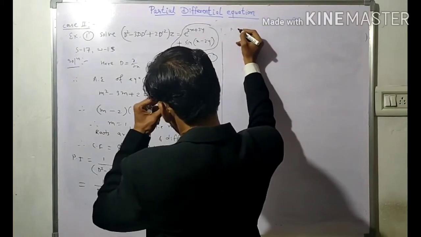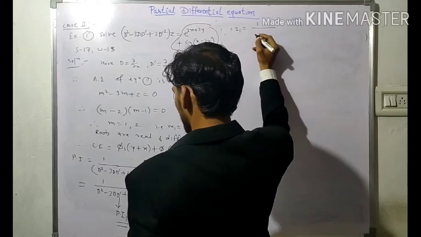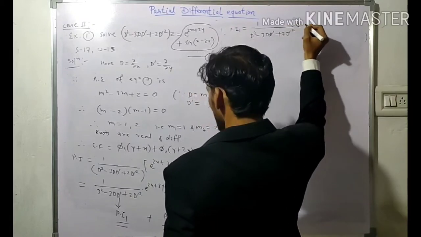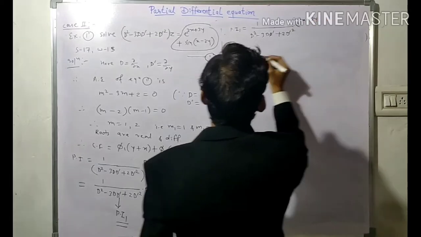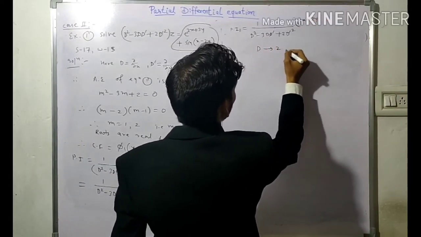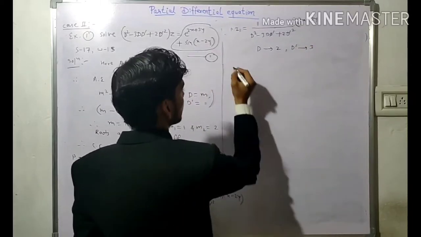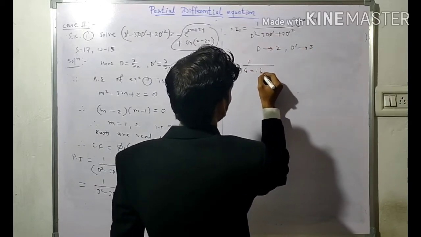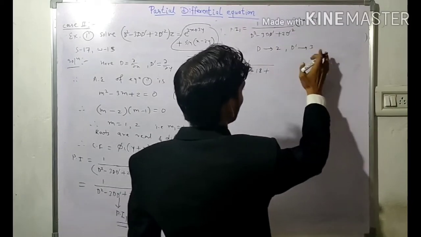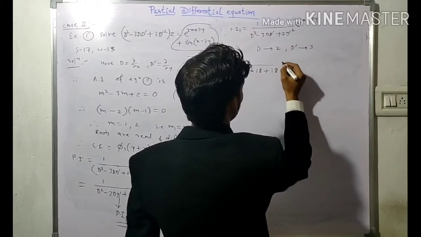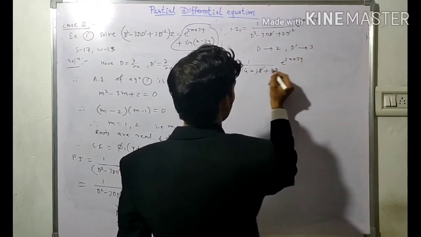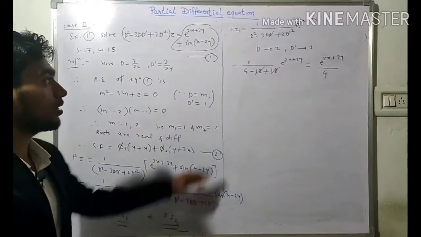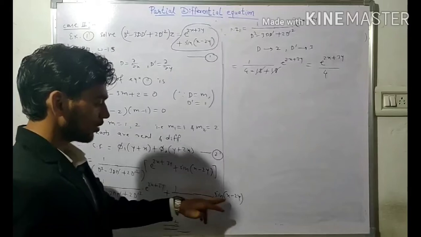Now PI1 is equal to 1 upon D square minus 3D D dash plus 2D dash square into e to the power 2x plus 3y. So replace D by 2 and D dash by 3 in the first case. So it is 1 upon 4 minus 3 into 6, that is 18, plus 2 times D dash square, that is 9 into 2, 18, e to the power 2x plus 3y as it is. So it is e to the power 2x plus 3y upon 4. That is our PI1.